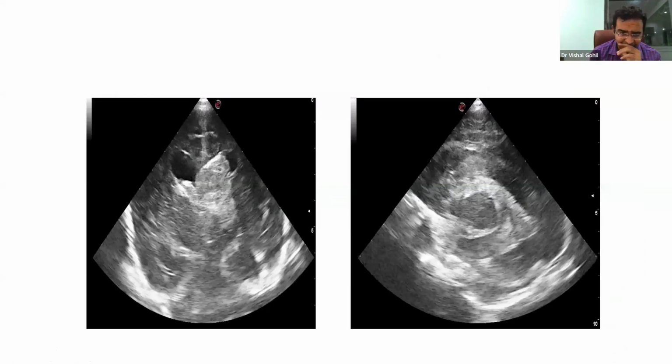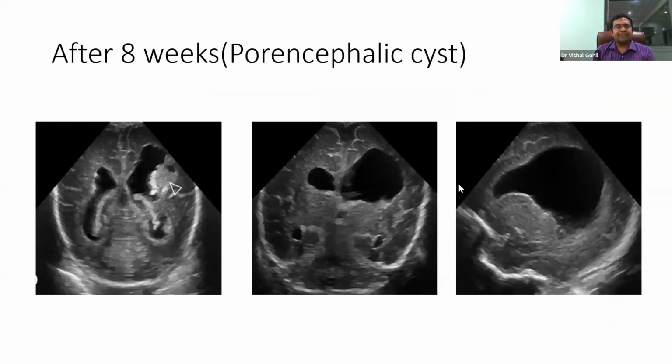This is another example. This is your grade 4 IVH. This is your mid ventricular view, a big enough bleed which leaks out into the adjacent area of the caudate nucleus and the thalamus, and over here you can see a dilated ventricle with the bleed, also periventricular flare over here. So this is your grade 4 IVH.